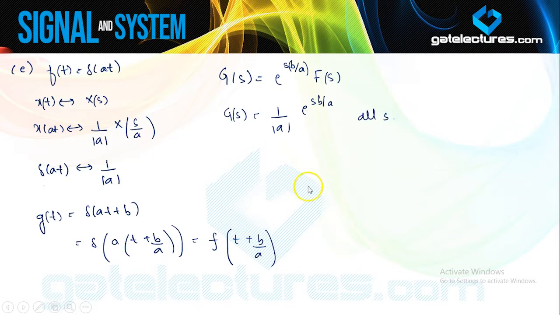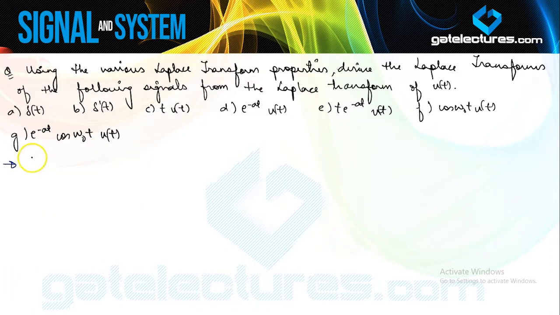Now look at another problem. Fine, so now look at this question. They have given you the Laplace transform of u(t) only, which we know is going to be 1 by s for real part of s greater than 0. This is going to be the ROC and this is going to be the Laplace transform. Now they say that for all the given signals, all these 7 signals that they have given, you have to derive the Laplace transform using Laplace transform of u(t).